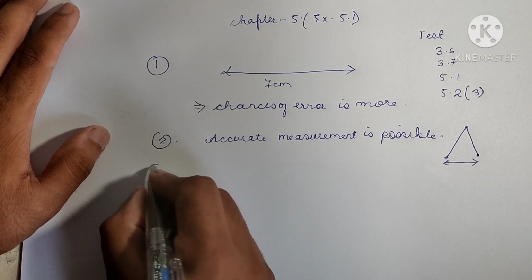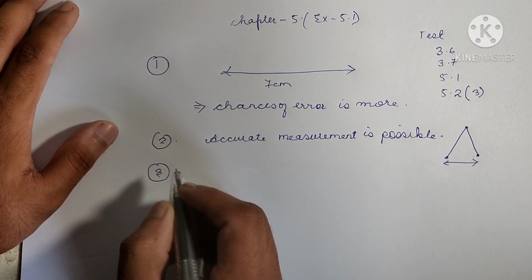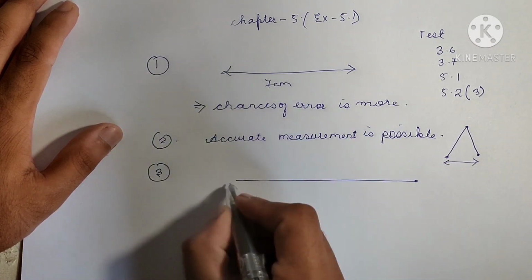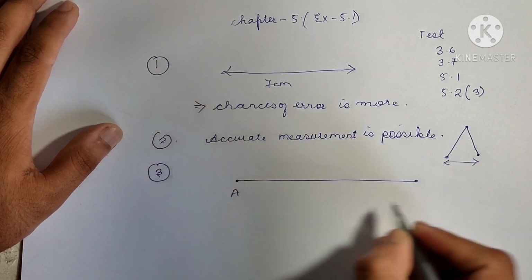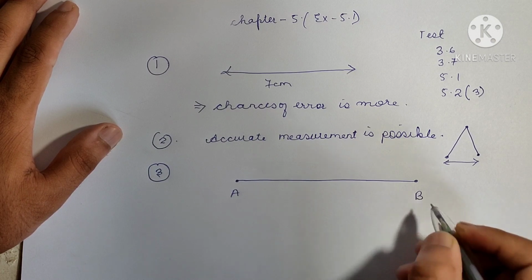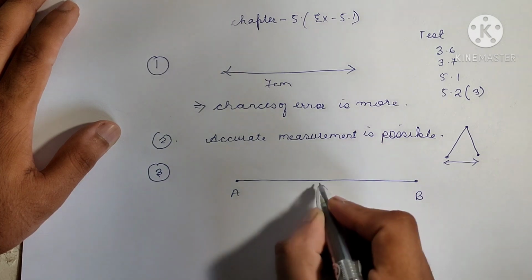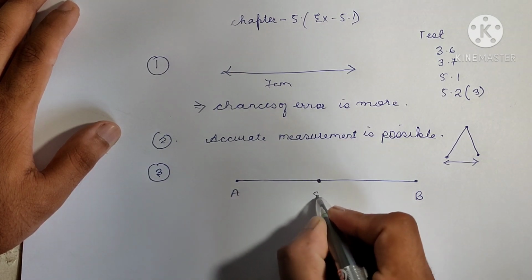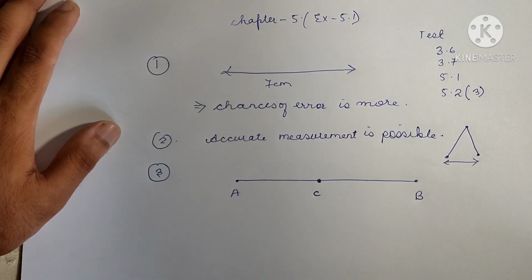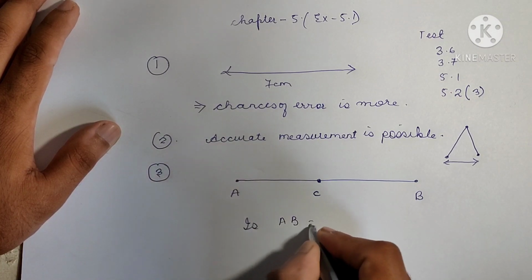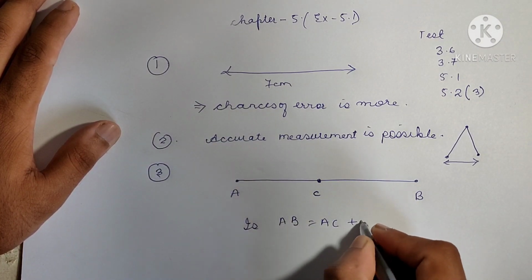Okay, number 3, draw any line segment AB. Suppose we draw any line segment AB. Okay, line segment means a line, and we name this as AB. Now the question is saying, take any point C lying between A and B. Suppose we take any point C anywhere. Okay, and it is saying measure the lengths of AB, BC and AC. Question is asking, is AB equal to AC plus CB?